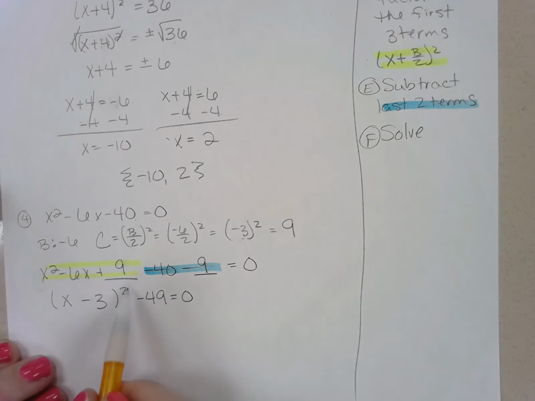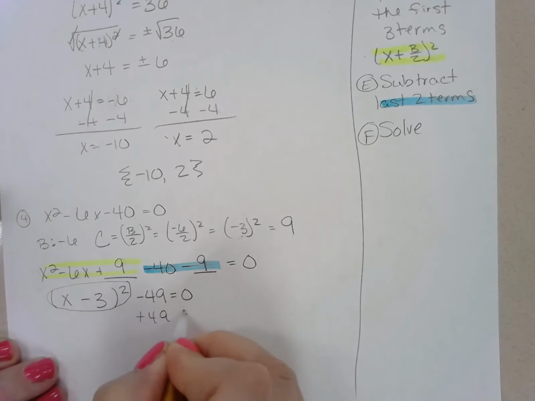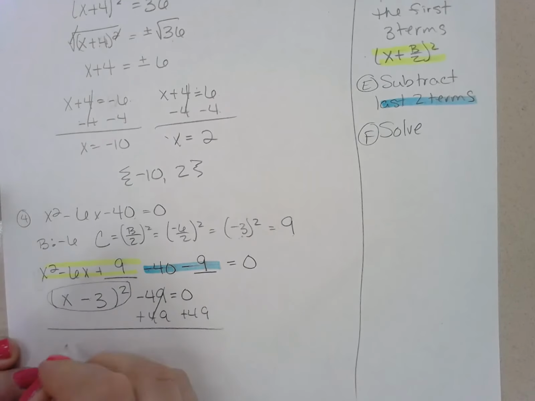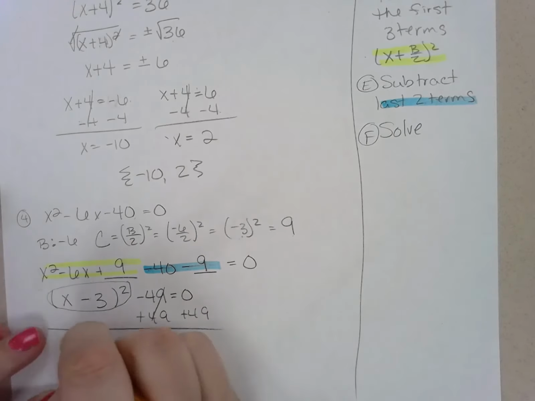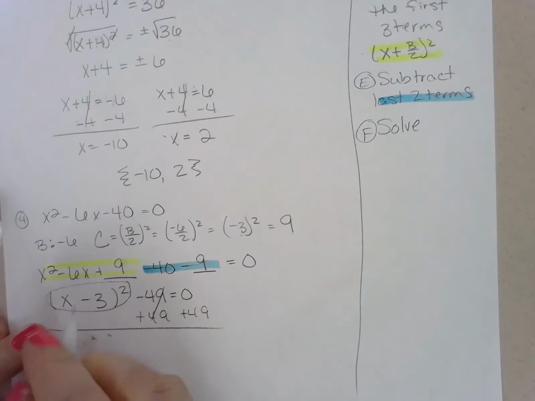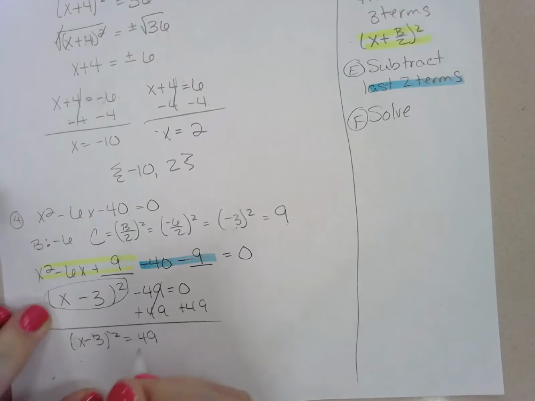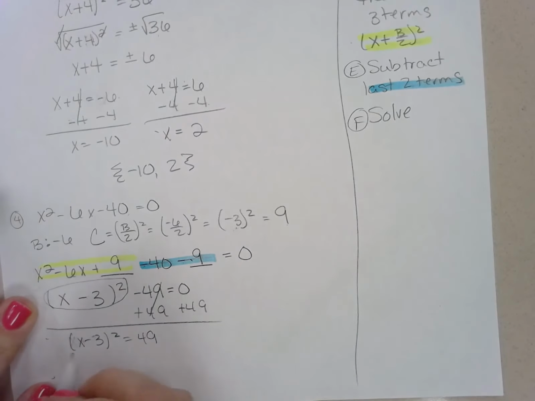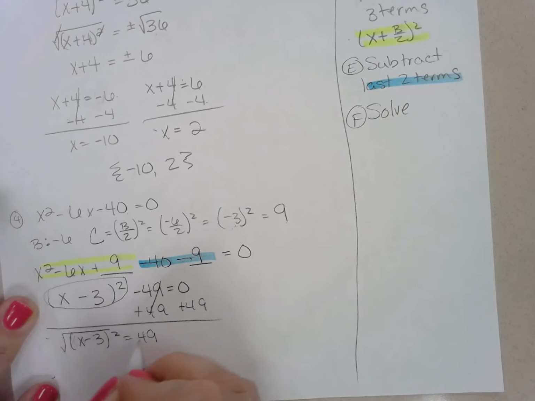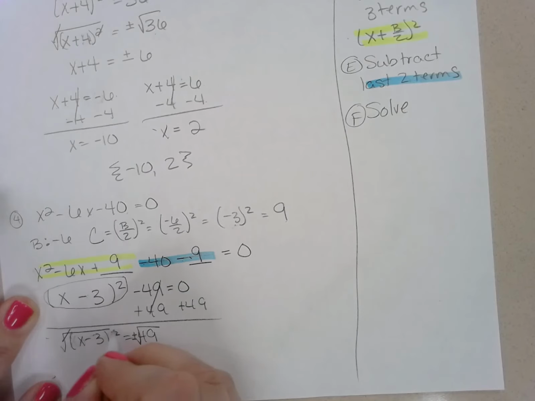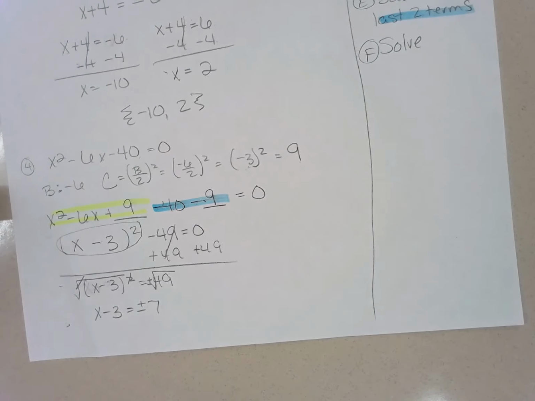We want to isolate this. This is what we want to isolate. So we're going to do that by adding 49 to both sides. (x - 3)² equals 49. So we're going to take the square root of both sides. Remember to do the square root principle. So the square root cancels out the squared. x - 3 equals plus or minus 7, because the square root of 49 is 7.